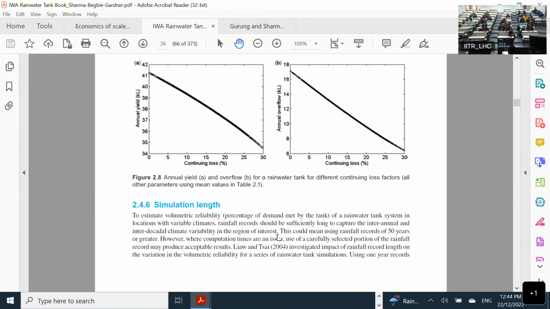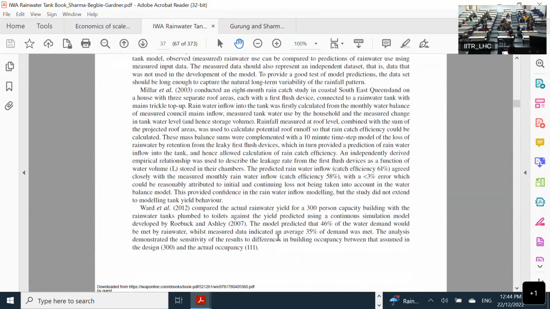And you will also find some calculations based on statistical approaches. For example, if there are 1,000 rainwater tank systems and they are all connected, their sizes may not be the same and their demand patterns may not be the same, then you can do some statistical analysis based on the ranges.